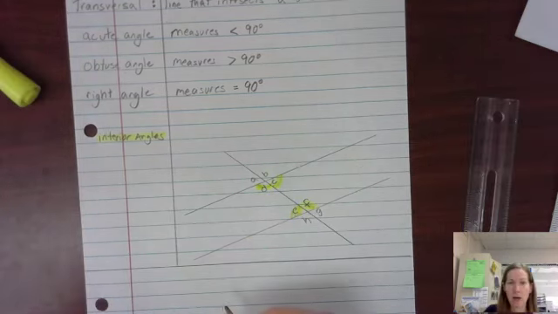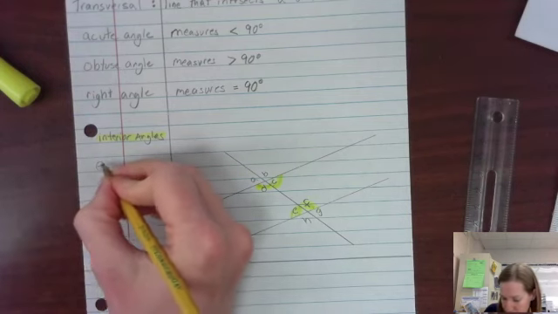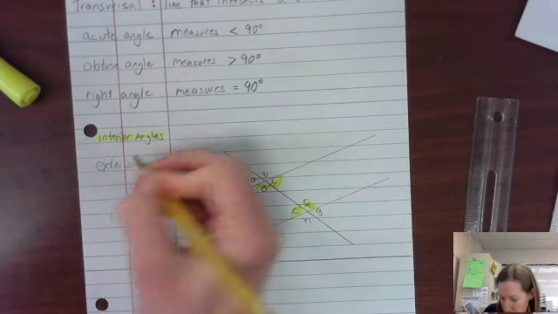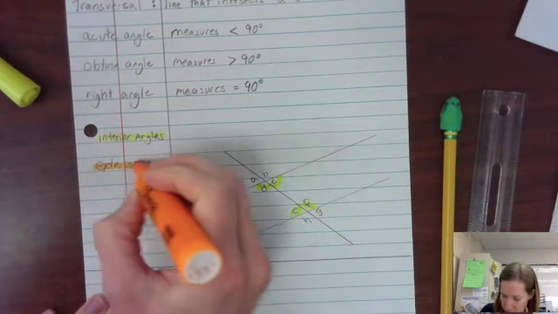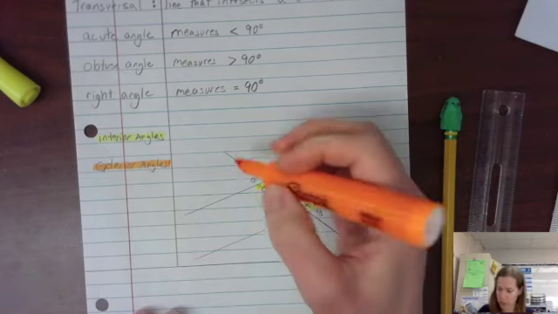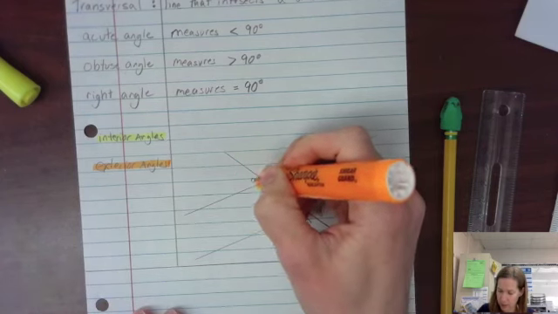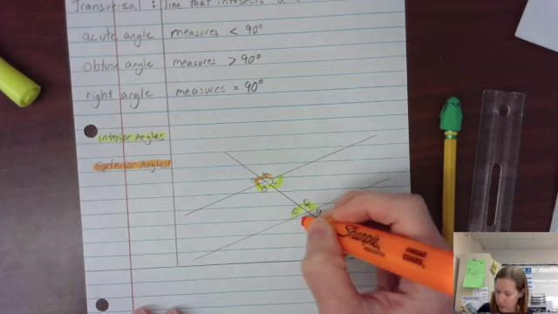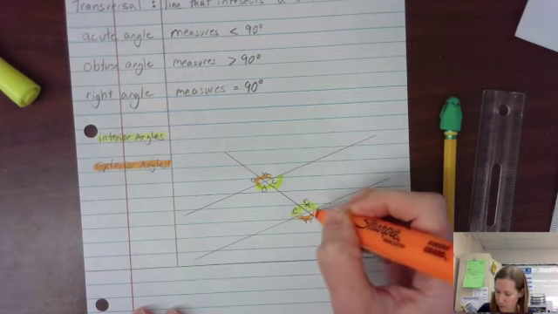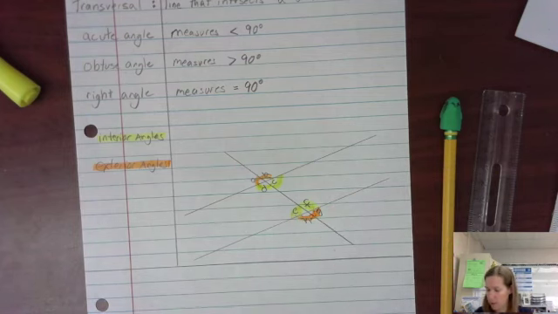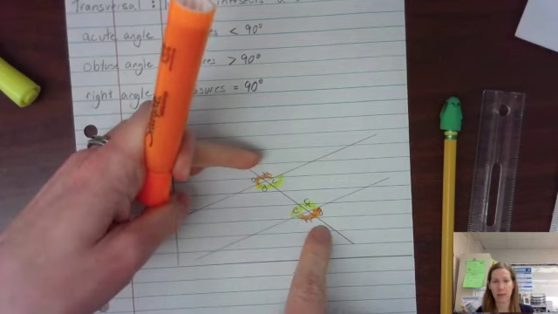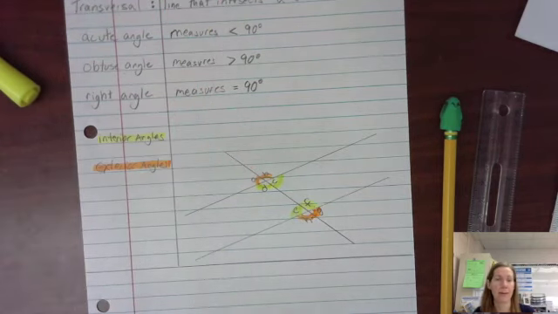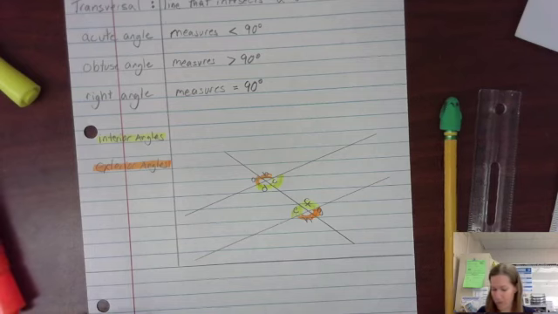The next we're going to talk about are the exterior angles. And you could probably guess where the exterior angles are. But we're going to highlight those in orange. So exterior angles are out here, outside of the parallel lines. Just like exterior paint is for the outside of your house, exterior angles are outside of the parallel lines.